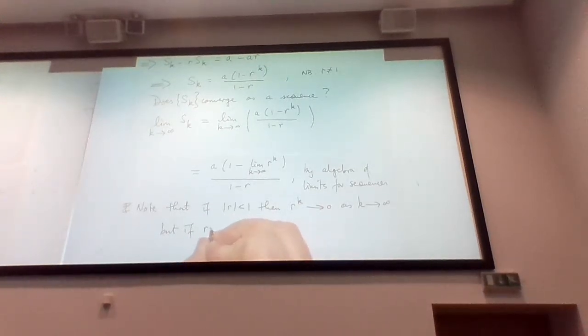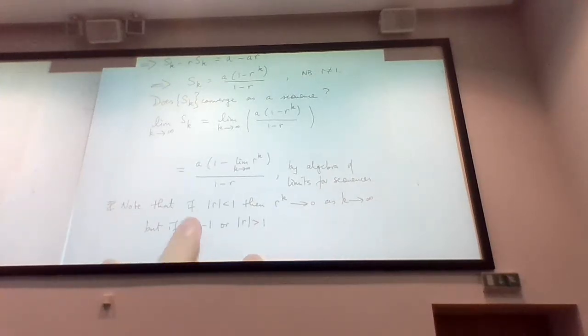But if r happens to be minus 1, or the absolute value of r is strictly bigger than 1, remember we've dealt with the r equals 1 case already. We don't need to deal with it again. If r is minus 1 or has absolute value strictly bigger than 1, then r to the k diverges as k goes to infinity. If it's absolute value bigger than 1, when you multiply r by itself, you have even bigger absolute value. And that continues and continues as you raise it to higher powers.